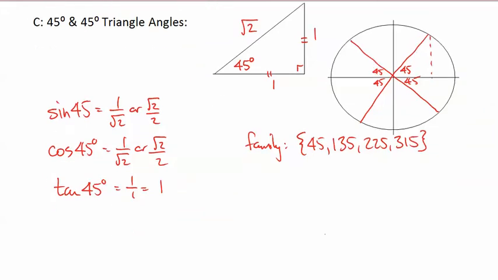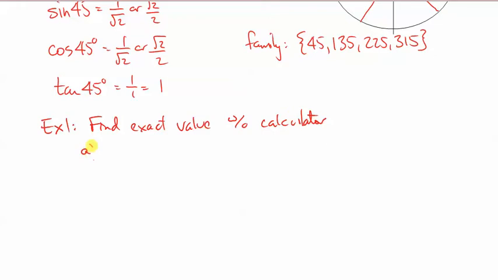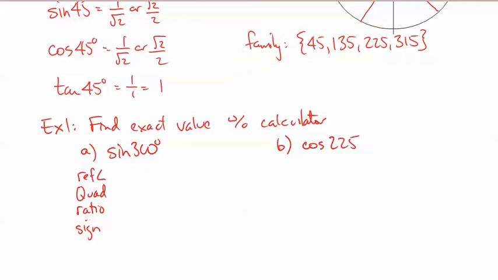Okay, I'd quickly like to look at a couple of examples that use this now, and I'm kind of getting late on this video, so I'm going to keep this fairly brief. Find exact values without calculator. So in 1, I'd like you to figure out the sine of 300 degrees, or A I should call it, I guess, and B, the cos of 225. Ask yourself, what's the reference angle? What's the quadrant? What's the ratio? What's the sine that you would know, and therefore the answer? Try that for both of these, then rejoin me.